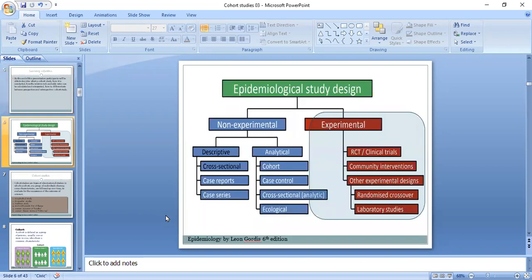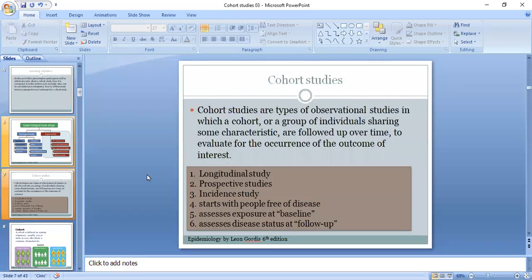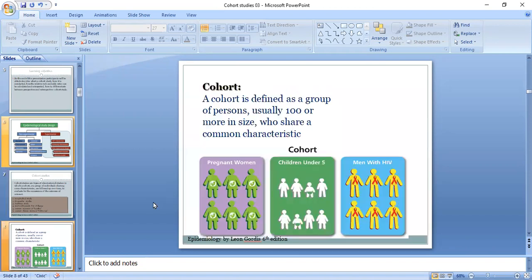Cohort study is a type of analytical observational epidemiological study. Cohort studies are a type of observational studies in which a cohort or group of individuals sharing some characteristic are followed up over time to evaluate the occurrence of an outcome of interest. It is a longitudinal prospective study and it is an incidence study from which incidence can be defined. It starts with people free of disease, assesses exposure at baseline, and assesses disease status at the follow-up.